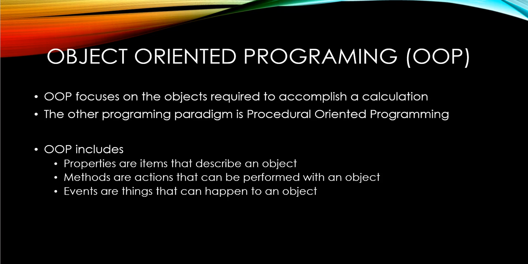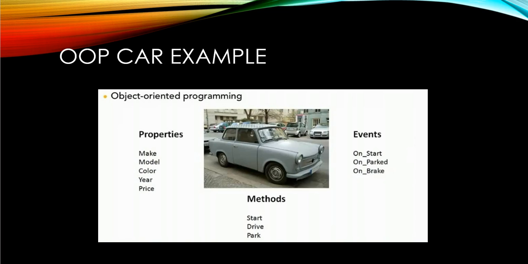Basic fundamentals here are properties, and those are the items that describe the object. Methods are the actions that can be performed with an object, and then the events are the things that can happen to an object. Okay, so let's give an example here of a car. We can describe the car with the properties: the make, the model, the price, the color, the type of headlights, type of tires. We can describe all the different properties of a car.